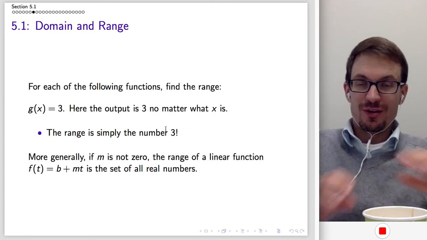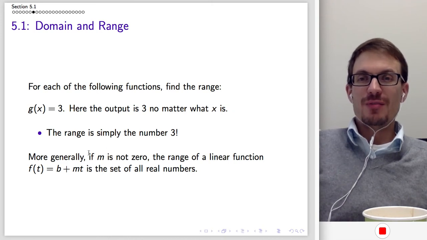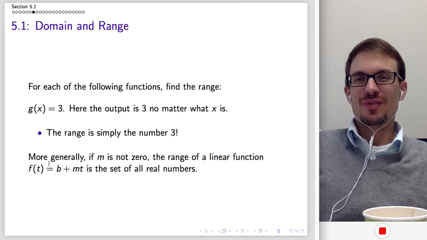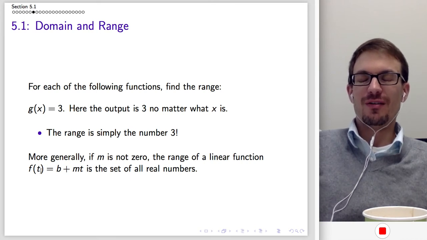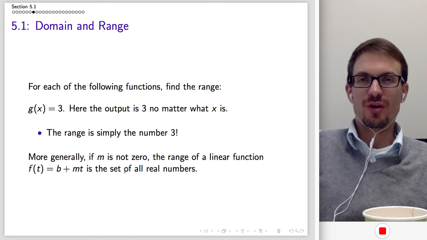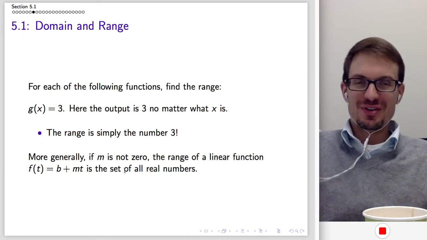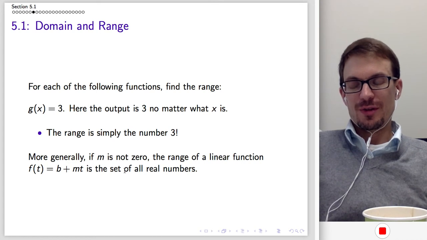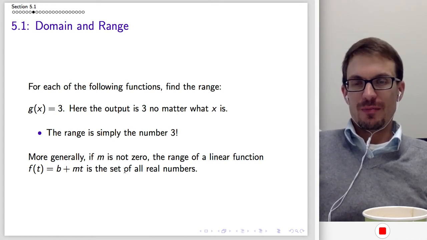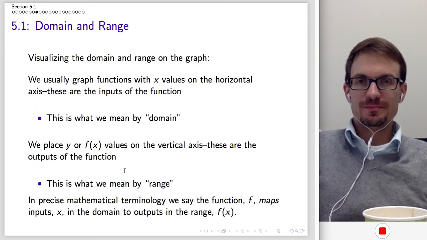It's just one point. More generally, for a linear function f of t equals b plus mt, if m is not 0, if the slope is not 0, the range is going to be the set of all real numbers. If the slope is 0, then the range is going to be that particular value of the intercept.